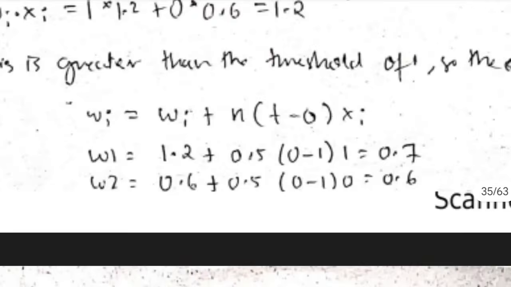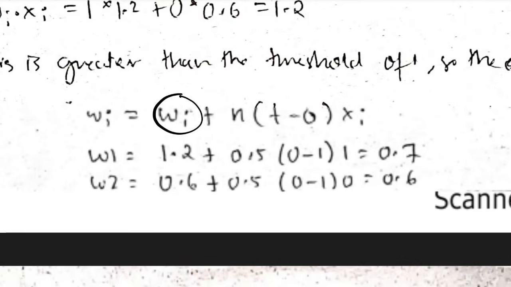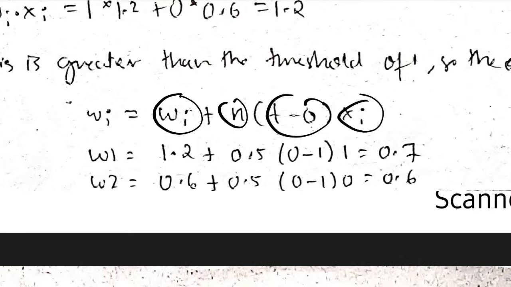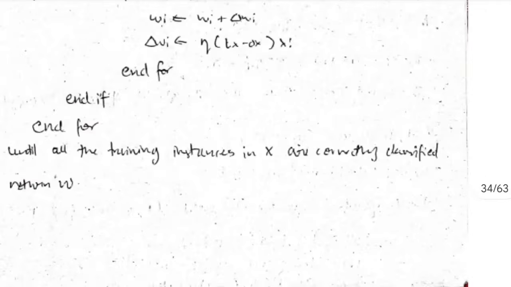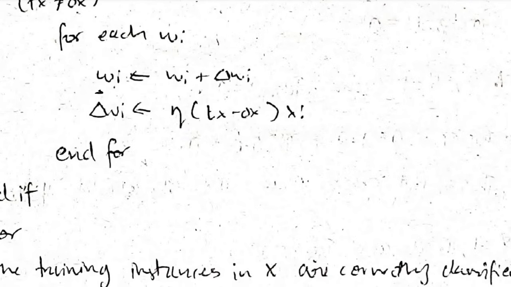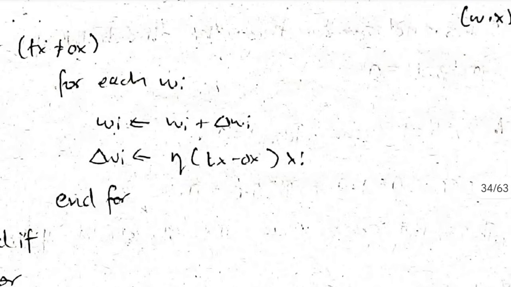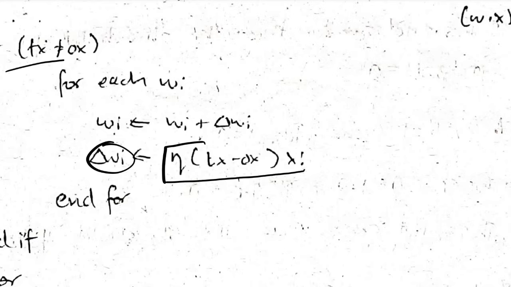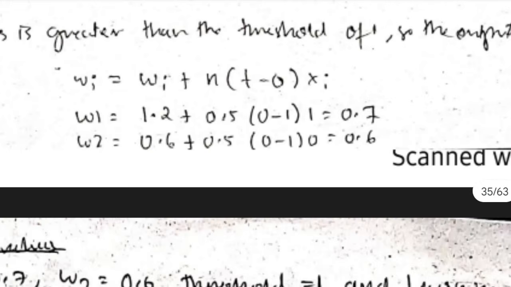What is the formula I have to apply? I have to apply Wi plus n into (t minus o) xi. This is the same formula which I mentioned at the top also. Whenever I get a value which is not equivalent to the target value, I have to add delta wi. Delta wi is nothing but n (t minus o) xi. That's all I'll be writing here.